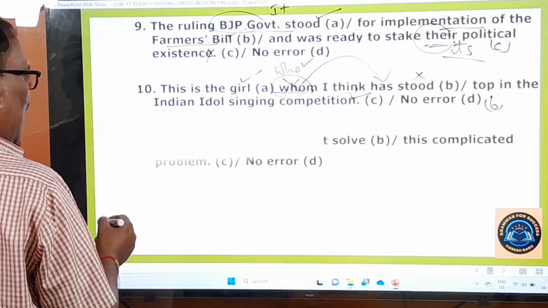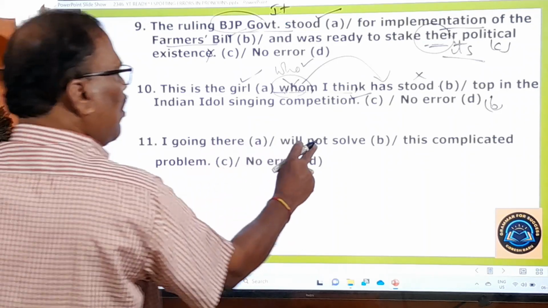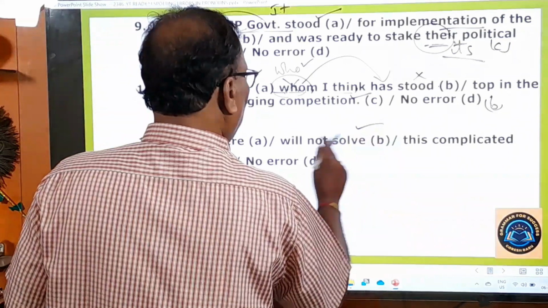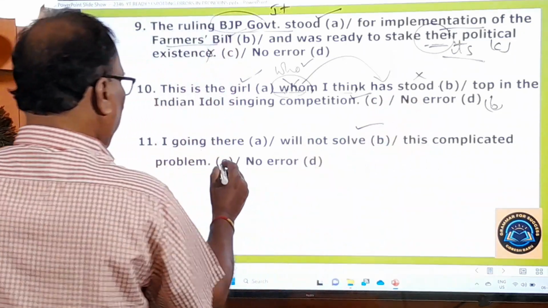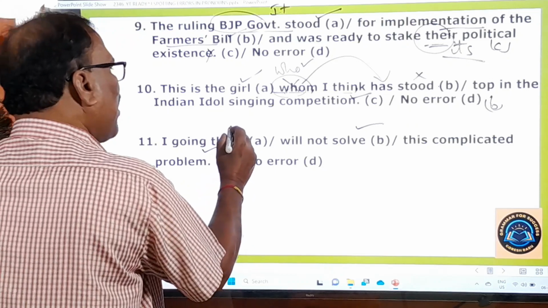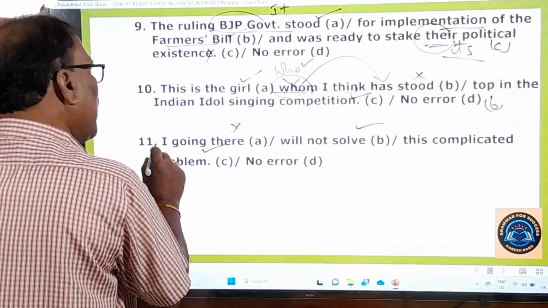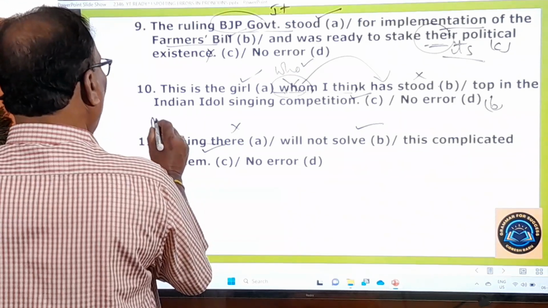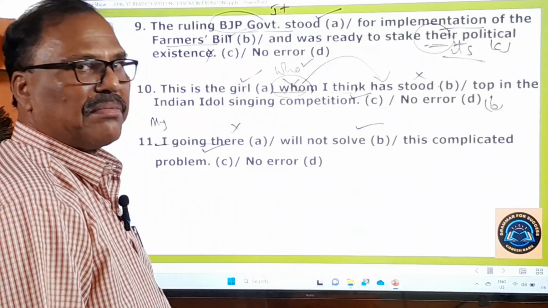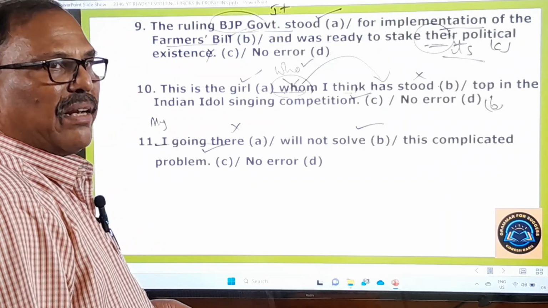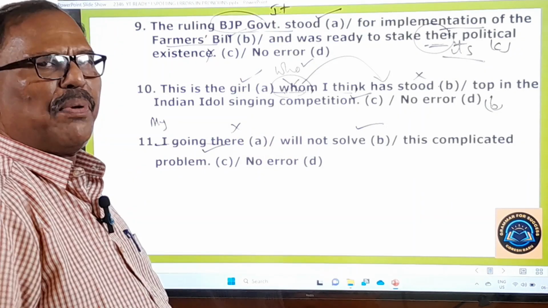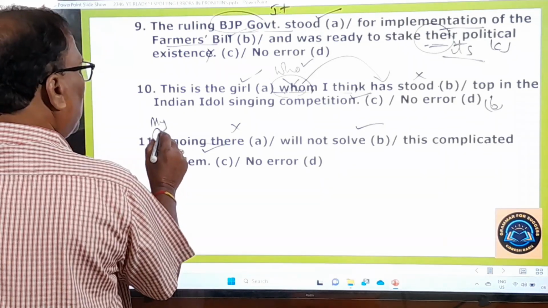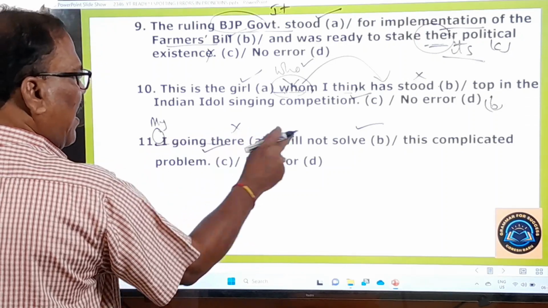And next, go to the 11th one. I going there will not solve this complicated problem. It's very simple. If you observe this sentence, the B part "will not solve this complicated problem" is absolutely all right. But the A part has a mistake. What is that mistake? Here, "I going" is a mistake. Why? You cannot say "I going". What should you say? "My going there. My going there will not solve this complicated problem." So instead of saying "my", here "I" is used. That's why this A part has a mistake, and that is your answer.